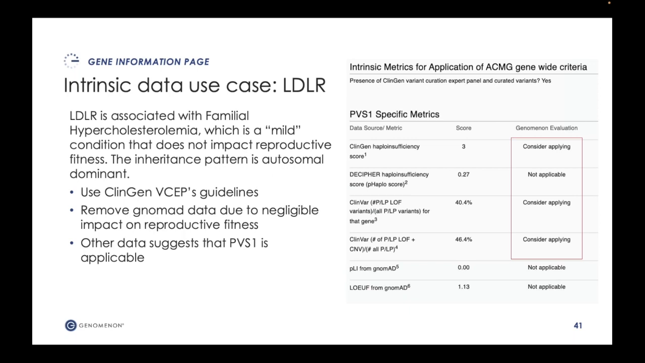So from here, we have to take the idiosyncrasies of our gene-disease relationship into mind. So I know that LDLR is associated with familial hypercholesterolemia, which is a generally mild condition that does not impact reproductive fitness. I also know that the inheritance pattern is autosomal dominant. So in this particular scenario, I would remove the gnomAD data due to the likely negligible impact on reproductive fitness, making this data slightly less reliable for this scenario. I then can easily look at all of the other data in this graph and can see that this suggests that PVS1 is applicable. And in this situation, that does match the ClinGen VCEP.